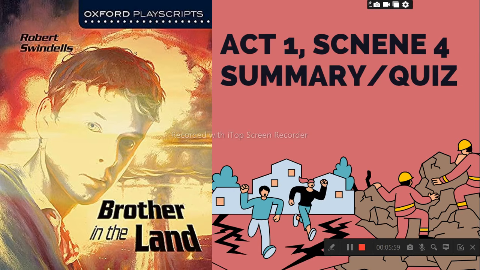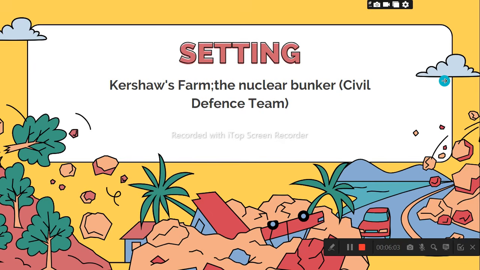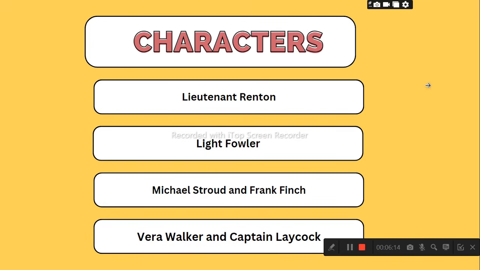Act 1, Scene 4, Summary and Quiz. Setting: Kershaw's farm, the nuclear bunker, civil defense team. Characters: Lieutenant Renton, Leith Fowler, Michael Stroud, Frank Fitch, Vera Walker and Captain Leacock.